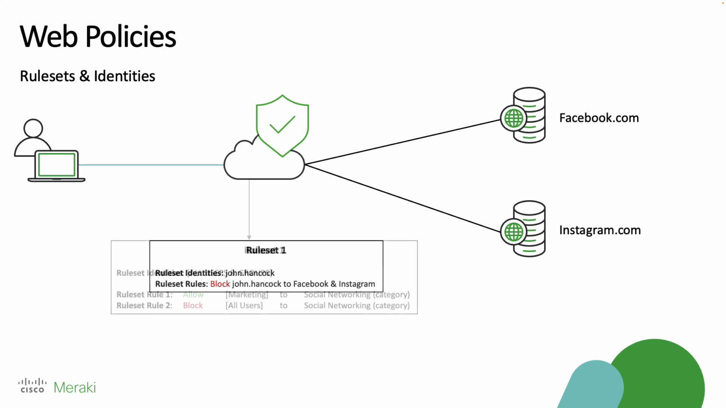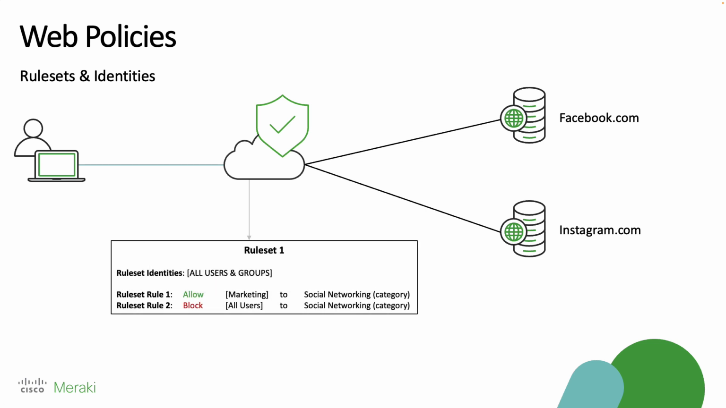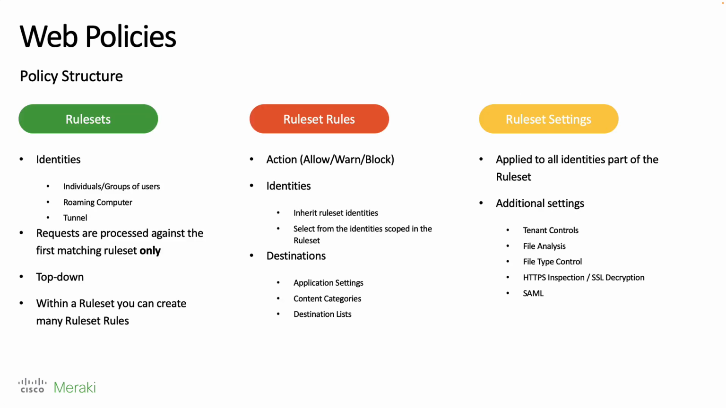You may start to expand the scope to all of your users and groups across the organization, and then you can start to be more granular, for instance, allowing marketing users to the social network category while blocking all other users. Back to this slide, I wanted to talk about the rule set settings. These are additional settings which are going to be applied to all identities which are a part of the rule set. We'll take a look at some of these additional settings in an example we've got coming up in just a bit.